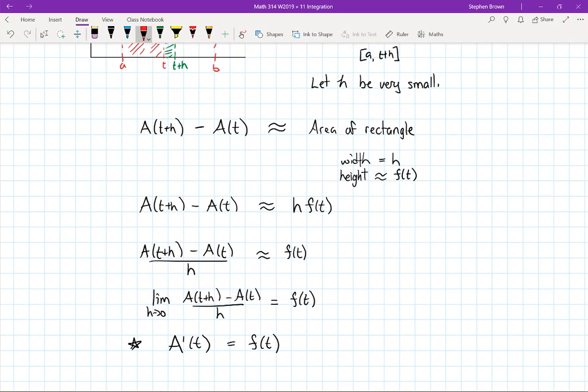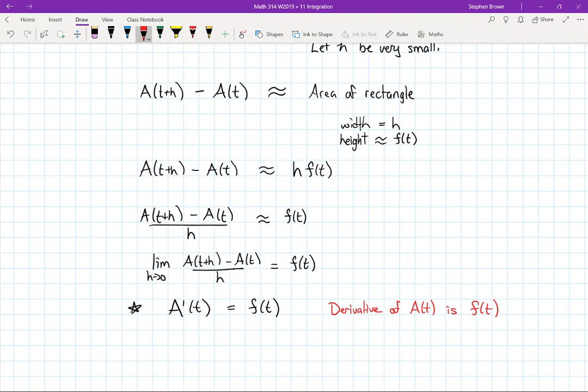We found that the derivative of our area at point t is exactly equal to the function. So that means then that the total area from point a up to t is an antiderivative of the function.